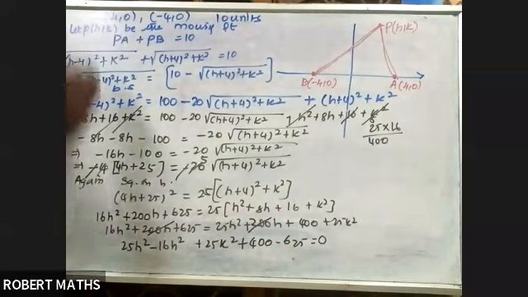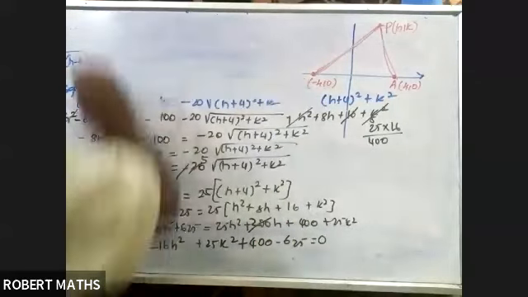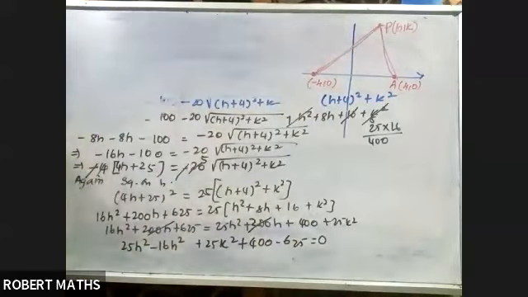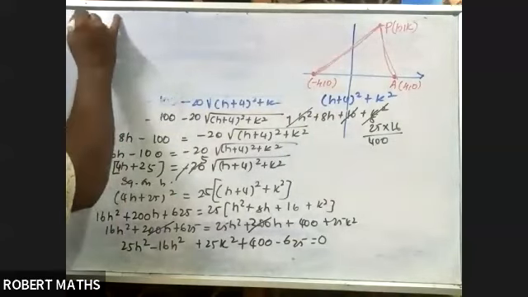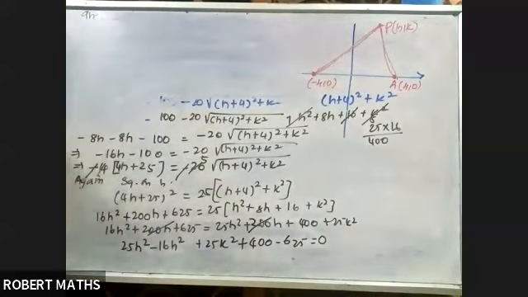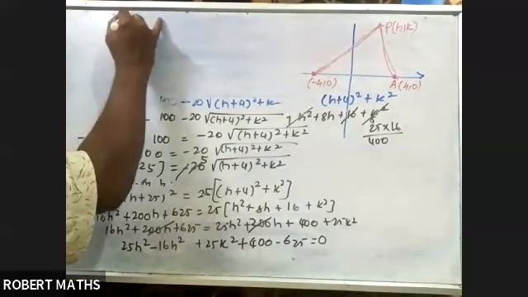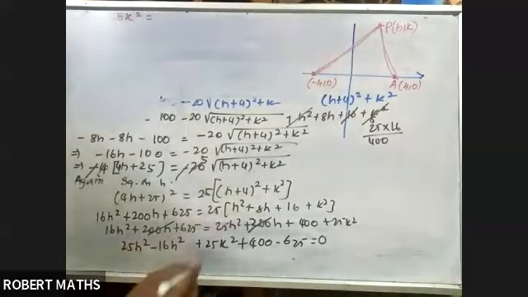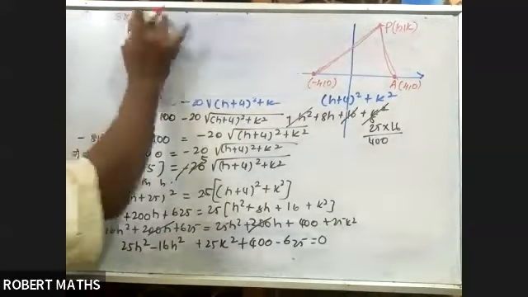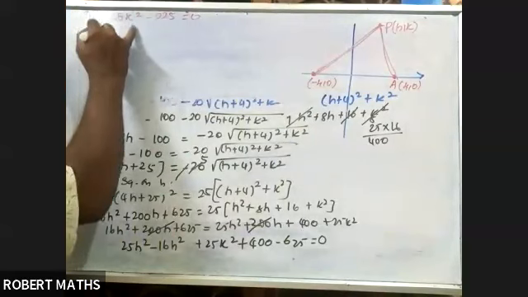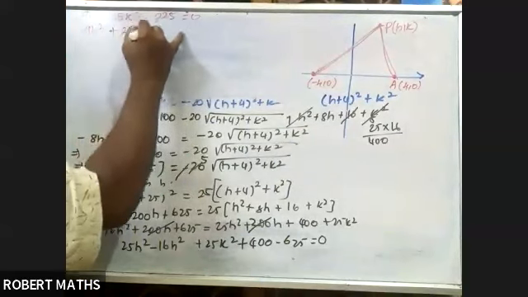25h square minus 16h square, we'll get 9h square. We'll get 9h square. Then 25k square equals 400 minus 625, which is equal to minus 225. We bring this minus 225 to that side, 9h squared. We are taking this to that side.